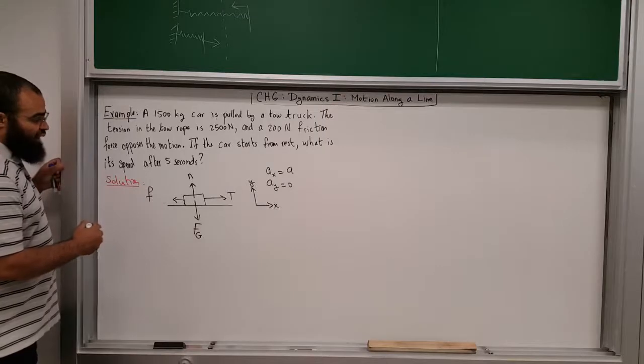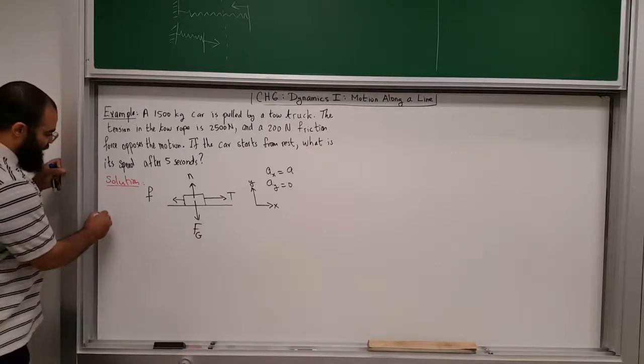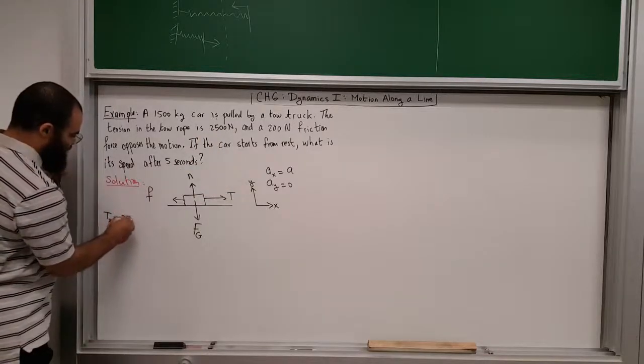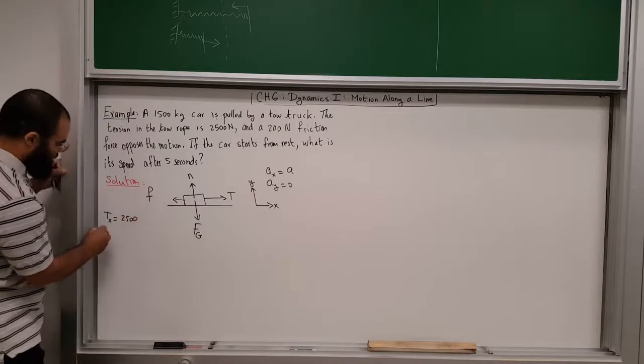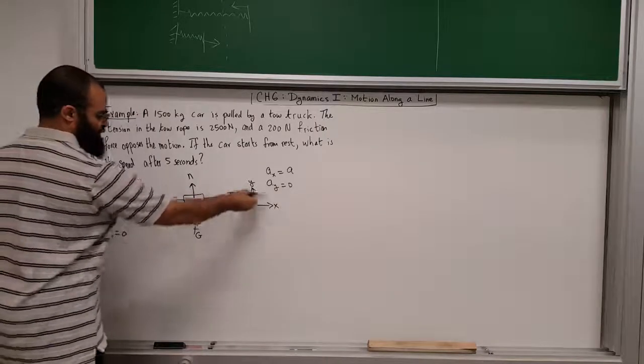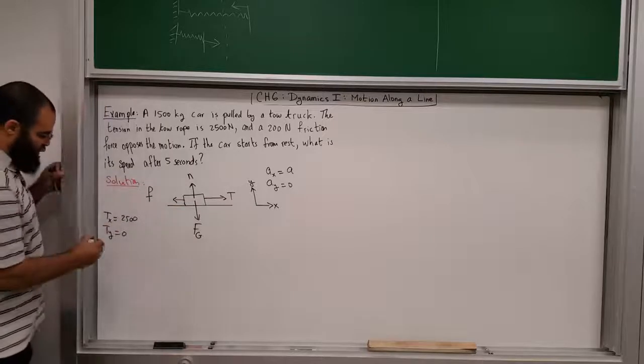Okay, so let's figure out. First of all, the x component of tension. Tension is entirely in the x direction, so that's 2,500 newtons. The y component of tension is 0. Tension, in this case, is being pulled horizontally. There is no y component.